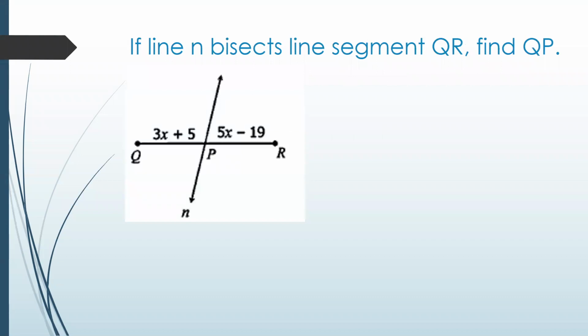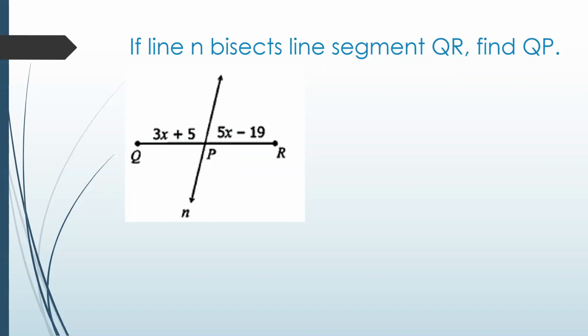All right. So the next one, I'm giving you a diagram, and I'm telling you that line N bisects the line segment QR, and then we're asked to find QP. So here, really similar to what we were just given, except now I'm giving you a diagram, labeling it for you. So we have this line segment here. It's being cut by this line N, but we know that point P bisects. Bisects means we're cutting this line segment into equal pieces.